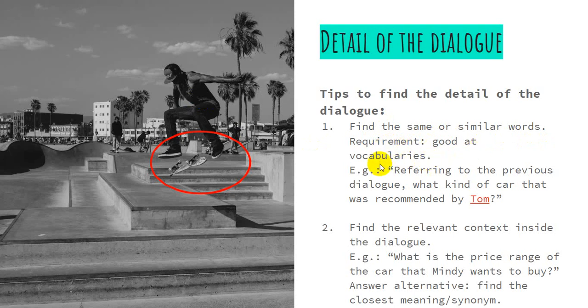Why? Because, okay, let's see the example first. Referring to the previous dialogue, what kind of car was recommended by Tom? So you have to find the word recommended and related to Tom. But because the question is recommended by Tom, it means you have to find the answer from Tom. Let's see.